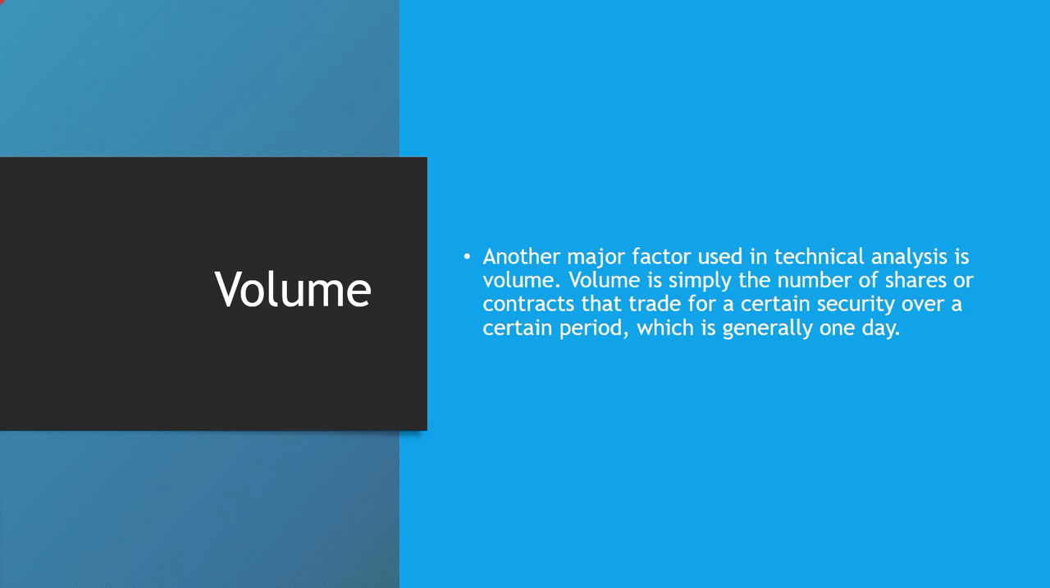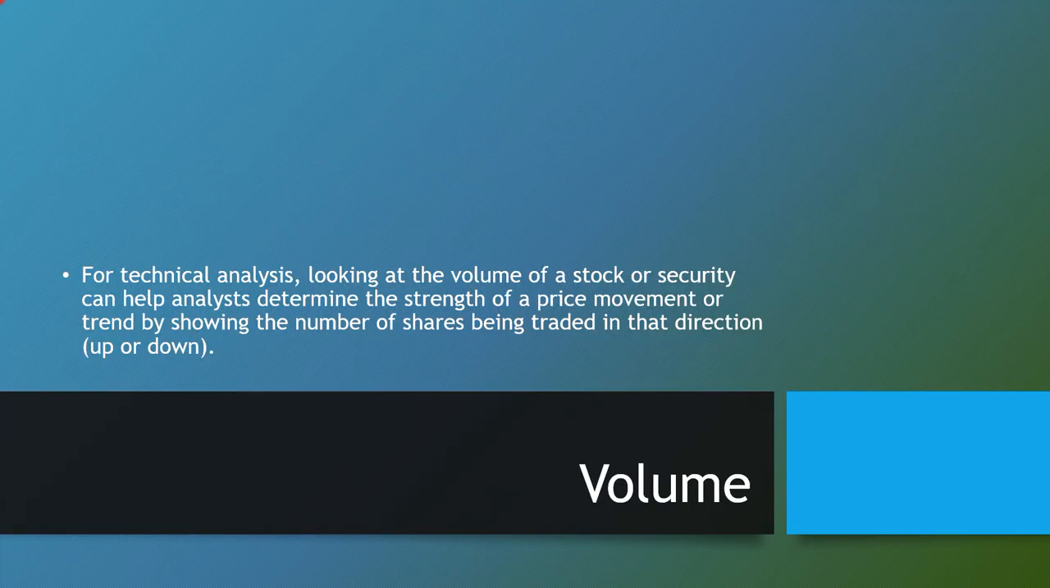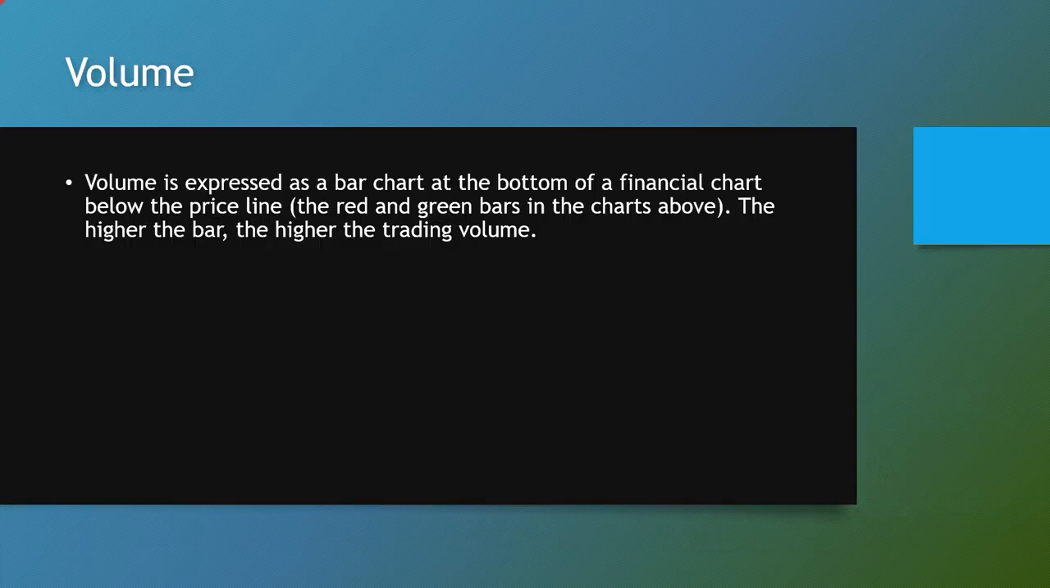Volume, especially in the stock market and commodities market, is very valuable because if you see a trading opportunity but you don't see volume increasing, it means the other traders around the world don't see that opportunity. Whenever you see volume increasing or decreasing dramatically, you should be analyzing that chart to find out if there's an opportunity also. For technical analysis, looking at volume of a stock or security can help analysts determine the strength of the price movement or the trend by showing the number of shares being traded in that direction.